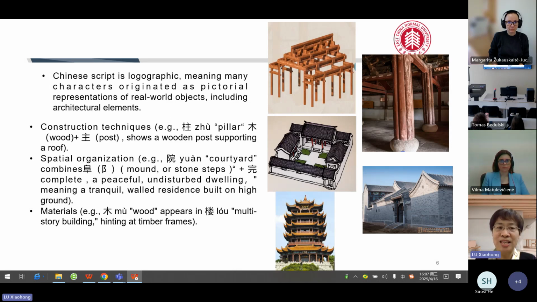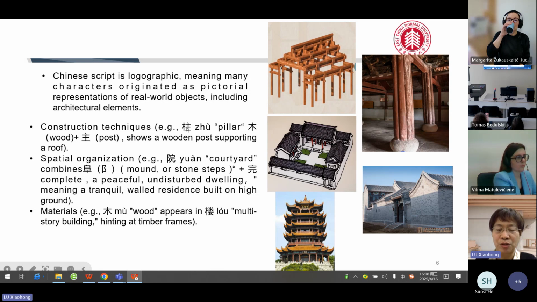Now, as we know, Chinese script or Chinese characters is logographic, which means many characters originated as pictorial representations of real-world objects, including architectural elements. Now, let's take examples. For example, here we have the construction techniques. So we use these Chinese characters to indicate the construction techniques. For example, the word 柱 in Chinese means pillar in English.